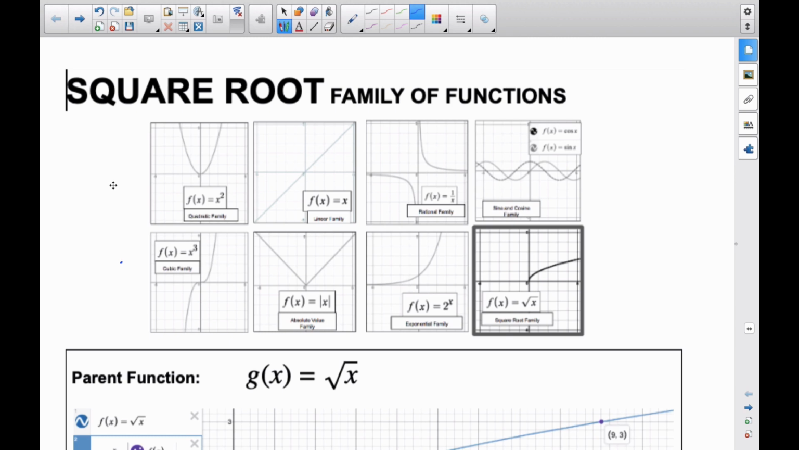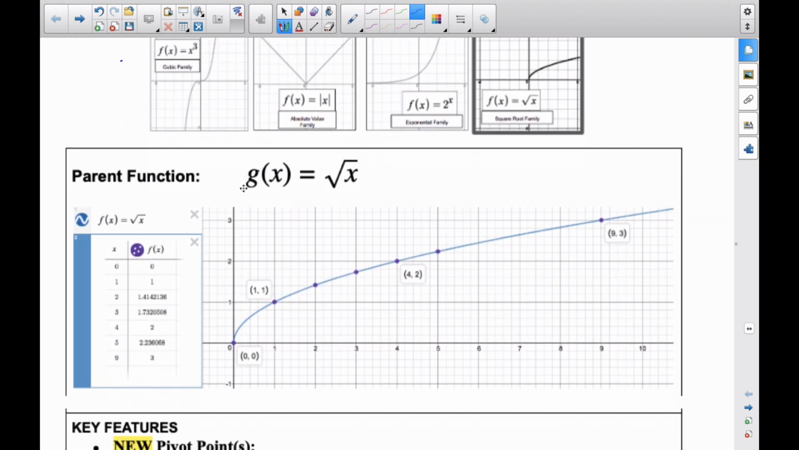Hi everyone, it's Mr. Rops here, and I'm going to introduce you to the square root function, which is our first family of functions, well, second because we've done the quadratic. Throughout the course of the year, we will study all of these particular functions, and you'll get to know and love them.